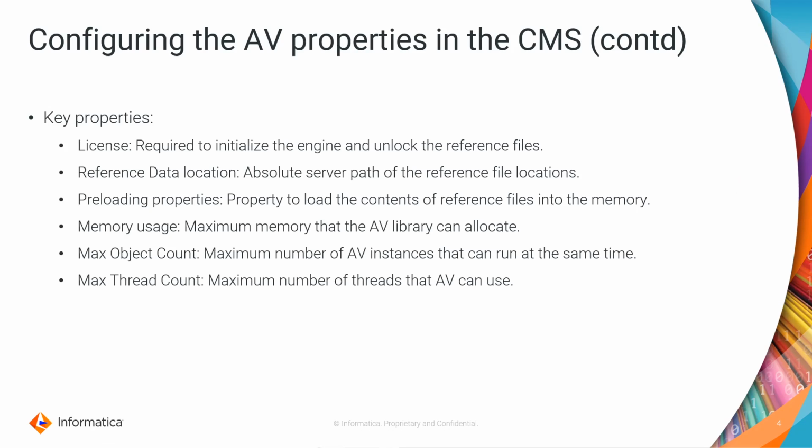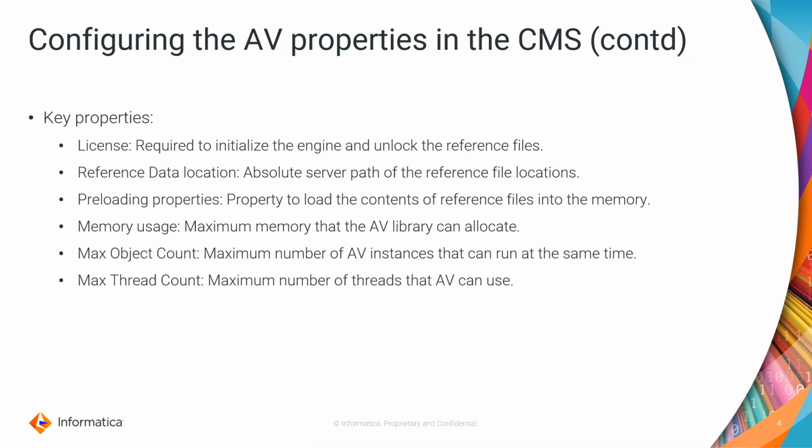The next property is the reference data location. This is where we need to specify the absolute server path where all the reference files are located. The next property is the preloading property. This property can be used to control the amount of data that is loaded to the memory to enhance the performance of the AV process. The next property is memory usage. This is the maximum limit that the AV library can use to allocate for its various internal processes.